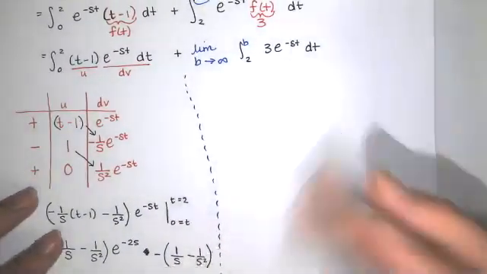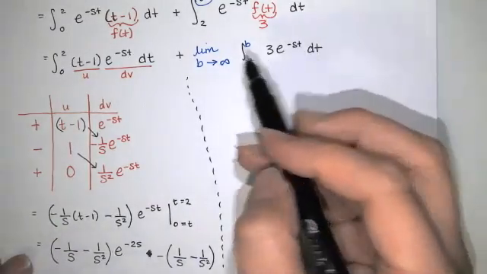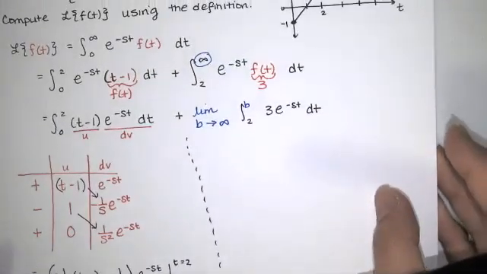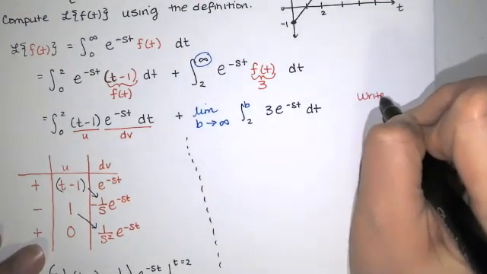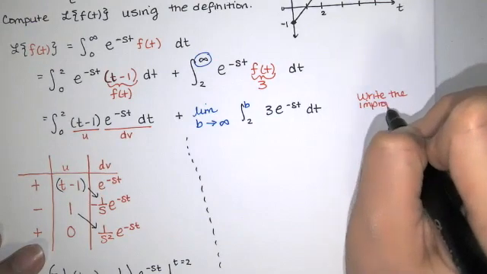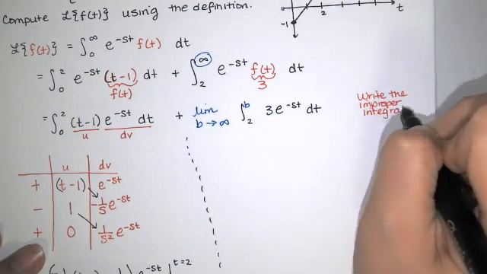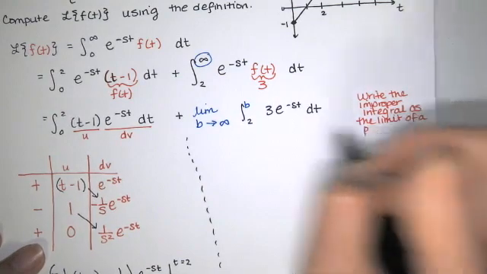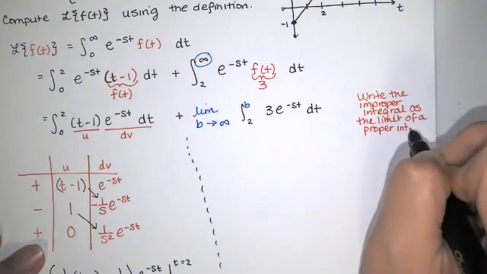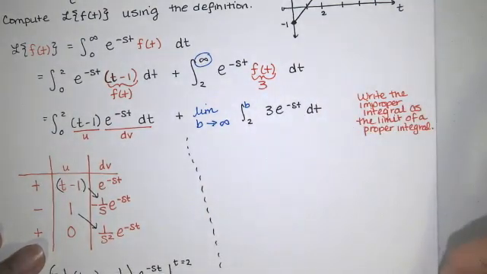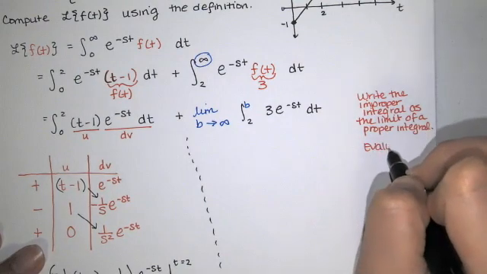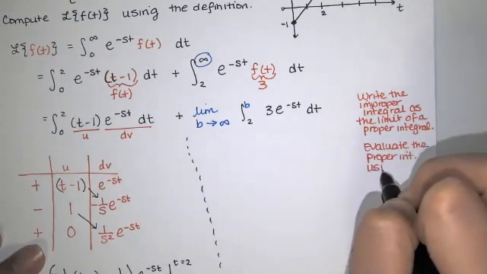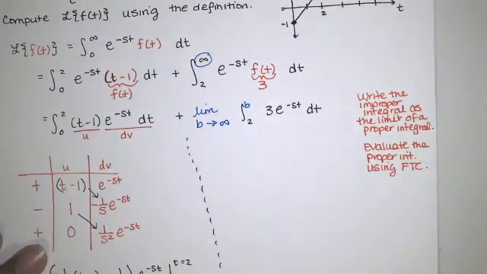So that's the first piece. And then for the second piece over here, we're just going to do the same thing, but we had to write it as a limit first. Now remember, whenever you are evaluating an improper integral, the first thing that you need to do is write the improper integral as a limit of a proper integral. And we've already done that. And then once you've got a proper integral, you can evaluate that using the fundamental theorem of calculus.